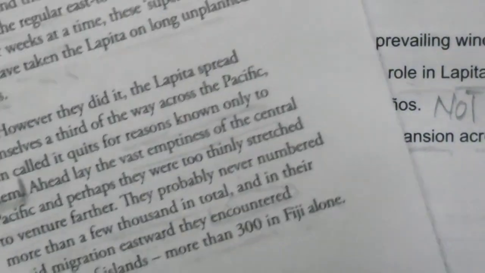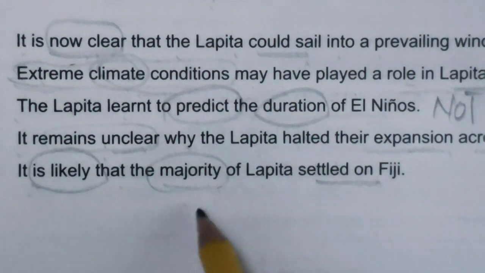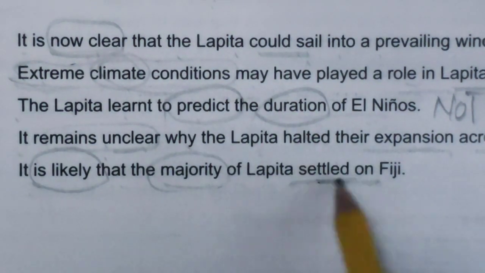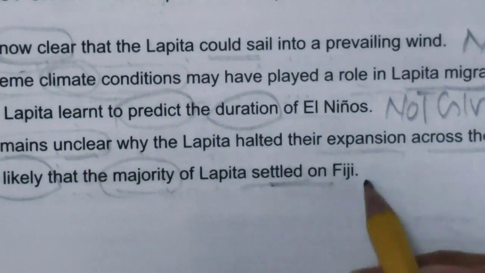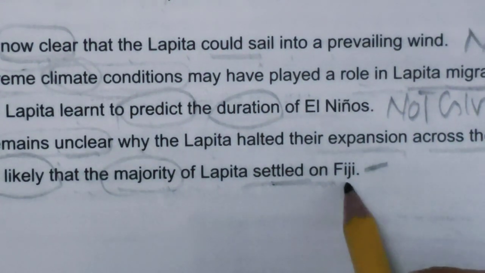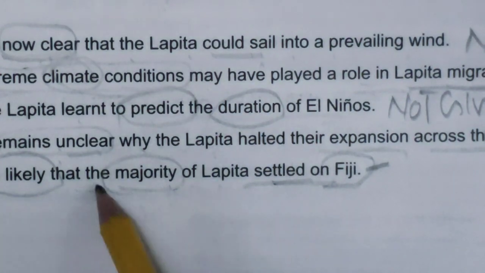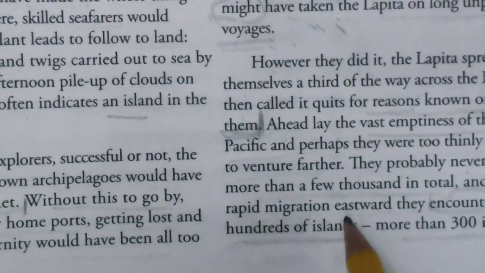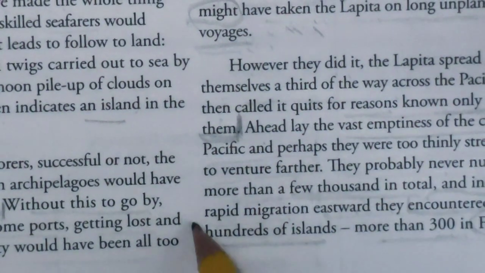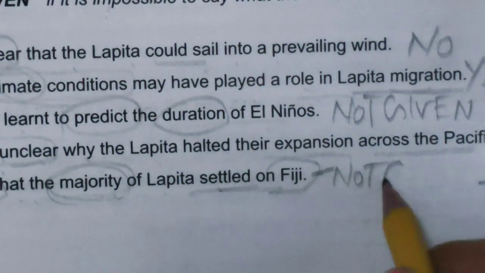So just the word Fiji alone doesn't mean that your answer is correct. Here settled on Fiji, majority of the islands are missing. Fiji is a country, or of course it's a combination of islands, but of course it says likely and majority, so majority is not there. If you thought they have numbered, everything, they are not talking about this, so that is why this is also not given.